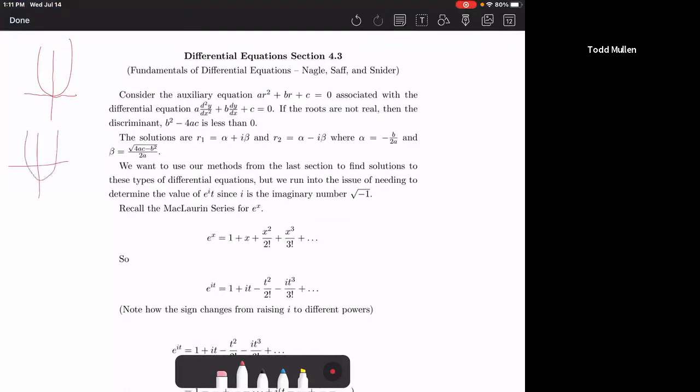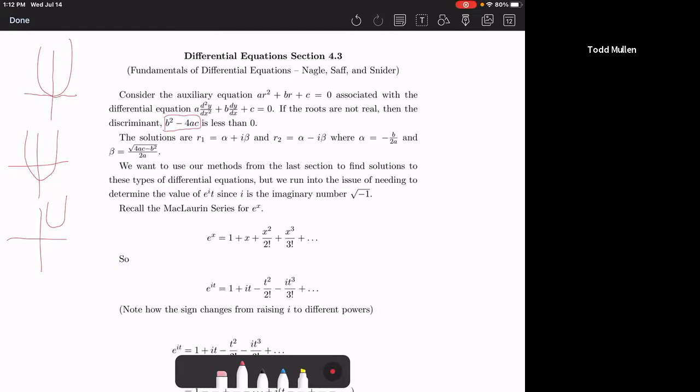We've also dealt with the possibility that it has two roots, but now we're going to deal with the possibility that it has only complex roots. It wouldn't hit the r-axis at all. So you may recall that if the roots are not real, then the discriminant is less than 0, b squared minus 4ac.